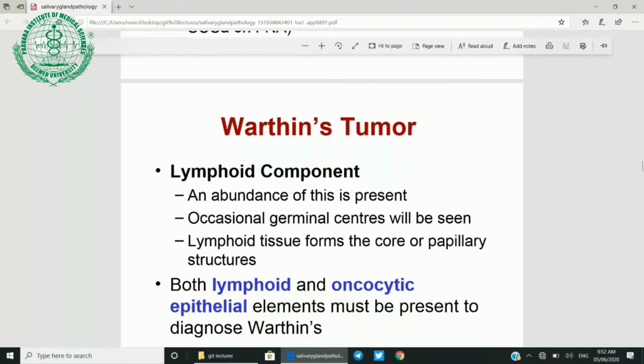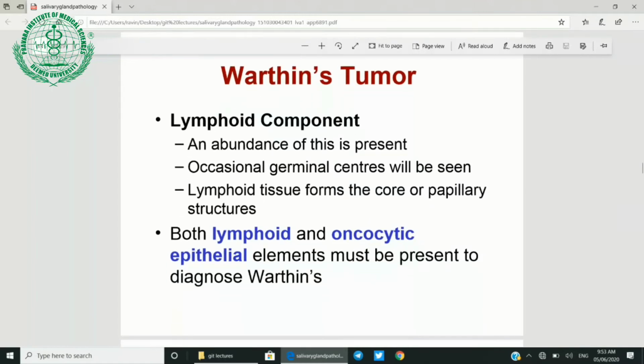And then there is an epithelial component comprising this oncocytic type of epithelium, cysts, and then second is the lymphoid component, which is in abundance. You will get lymphoid follicles, a lot of lymphoid follicles, occasional germinal centers will be seen, and this lymphoid tissue forms the core of the papillary structure. So to diagnose Warthin's, please remember you should have oncocytic epithelial elements as well as the lymphoid component present.